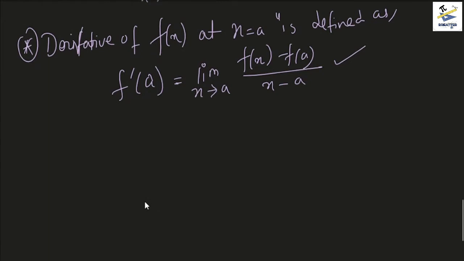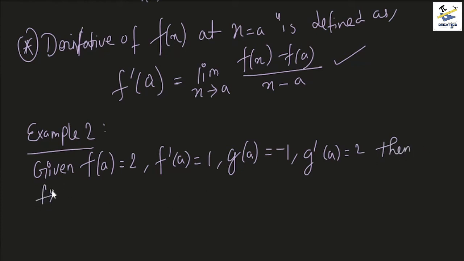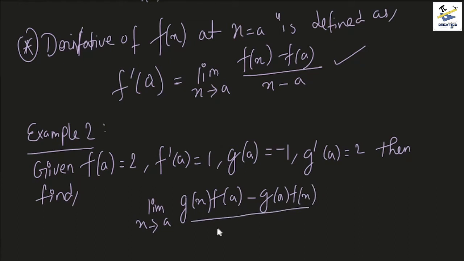Now the problem. Given f(a) equals 2, f'(a) equals 1, g(a) equals minus 1, g'(a) equals 2, then find the limit as x tends to a of (g(x) times f(a) minus g(a) times f(x)) divided by (x minus a).